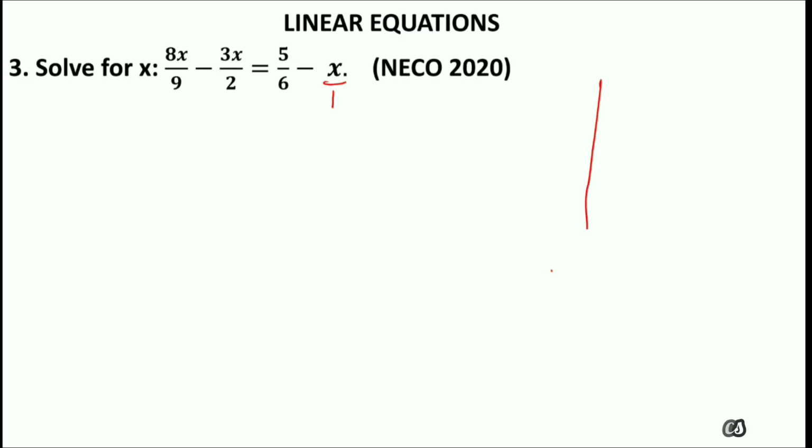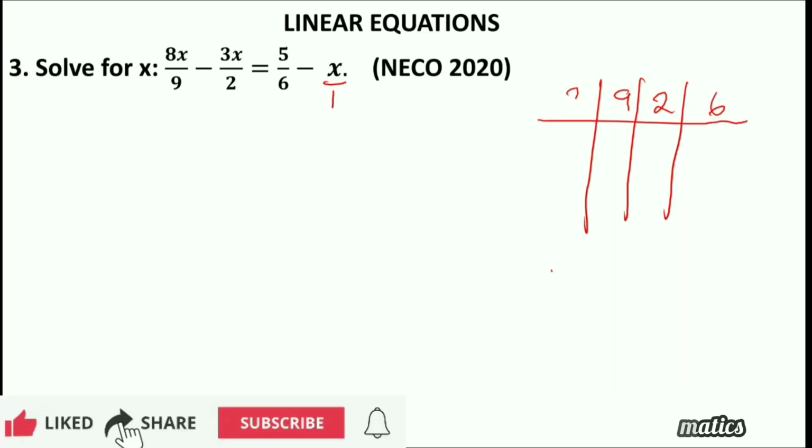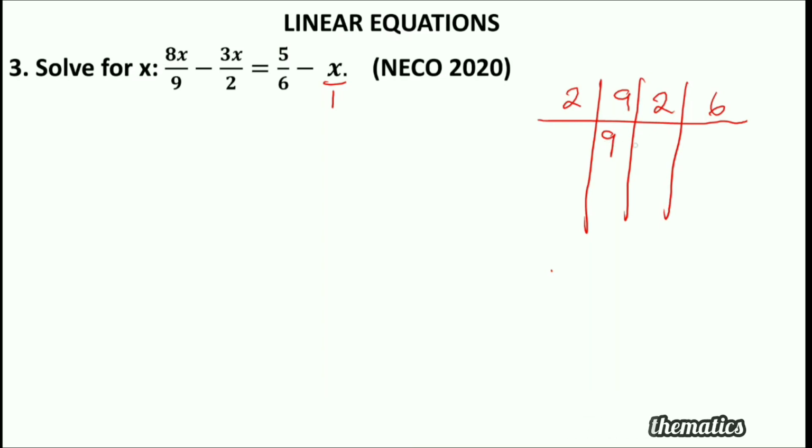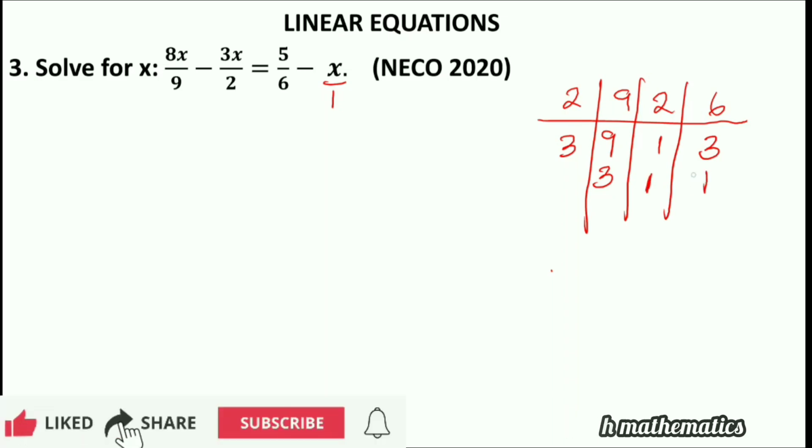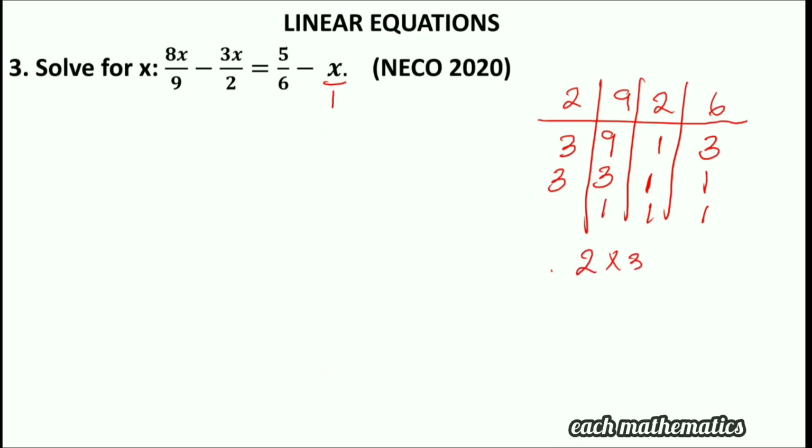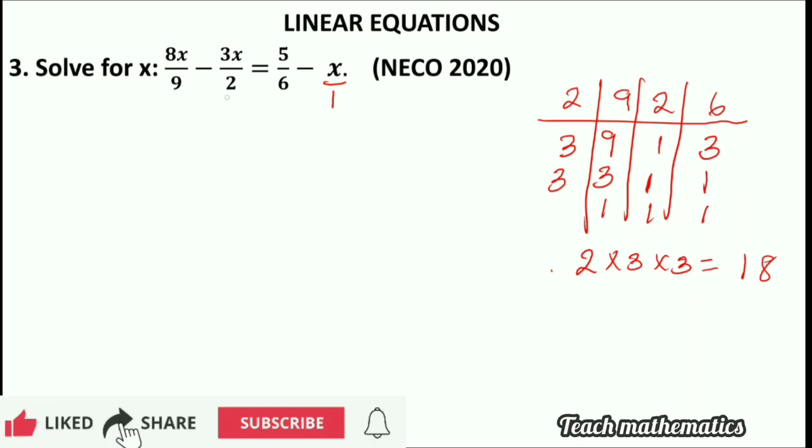We need to find the LCM of 9, 2, 6, because these are the denominators. So we do this quickly. 2 in 9, 2 can go in 9 without the remainder, so we have 9. 2 into 2, 1, 2 in 6, 3. 3 in 9, that's 3. And we already have this as 1. This is 1. And so 3 in 3, 1, 1, 1. So the LCM here is 2 times 3 times 3. And that is 2 times 3 is 6. 6 times 3, and that is 18. So the LCM of 9, 2, and 6 is 18.